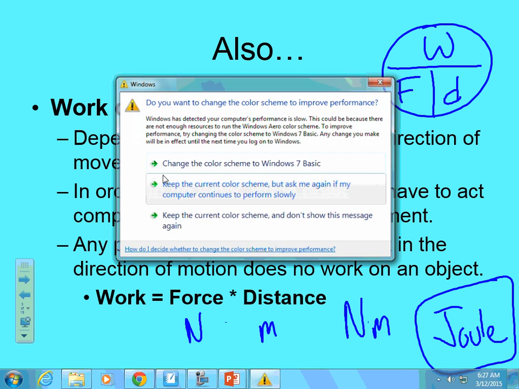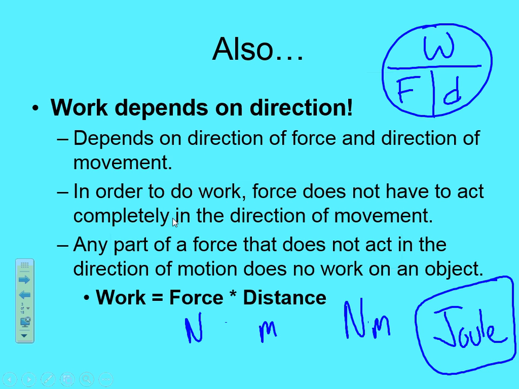So let's review work. A couple of key things with work. You have to have motion, number one. Secondly, it's force times distance. Your motion has to be in meters, and your unit for work is a joule.